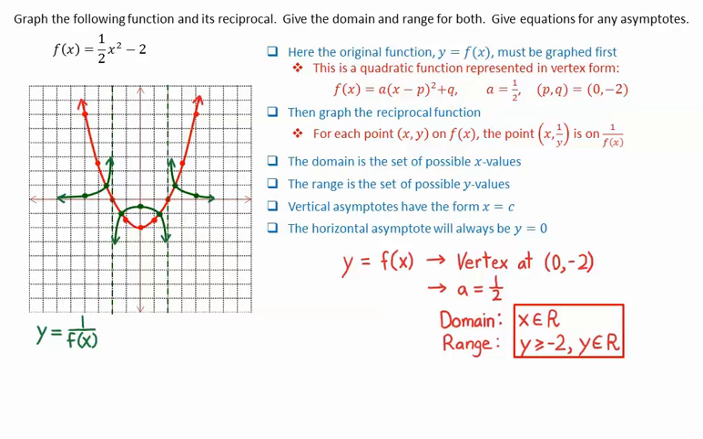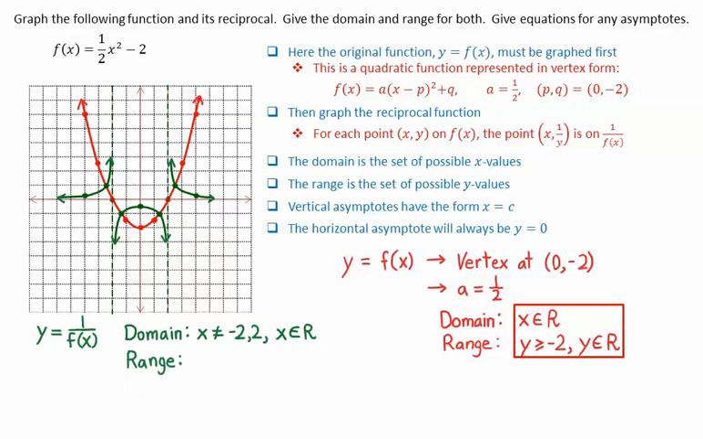As for the domain and range for the reciprocal function, for the domain, the possible x values, x cannot be -2 and 2. These correspond to the vertical asymptotes. And x is an element of the set of real numbers.